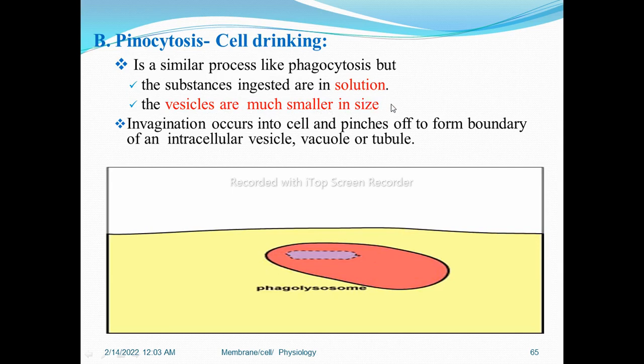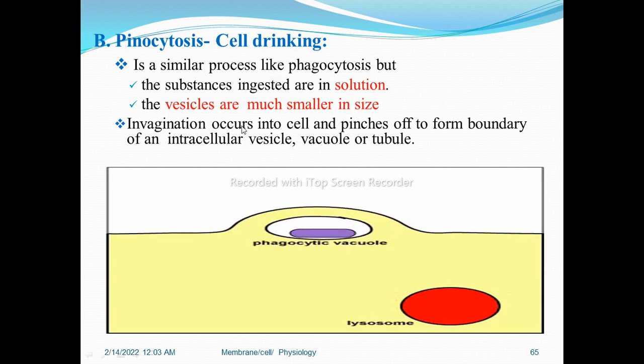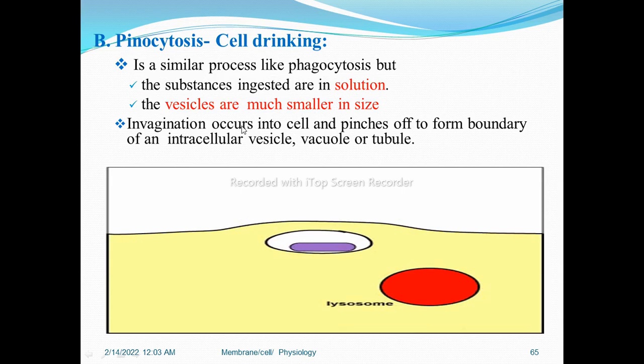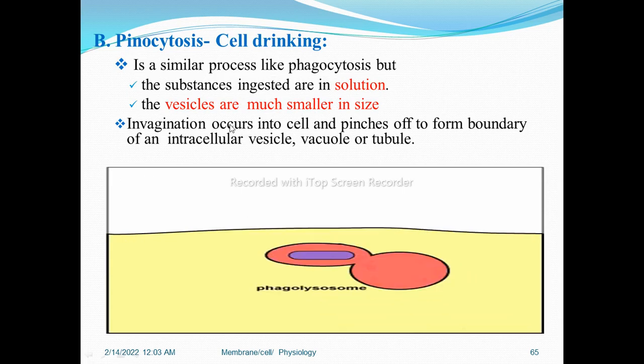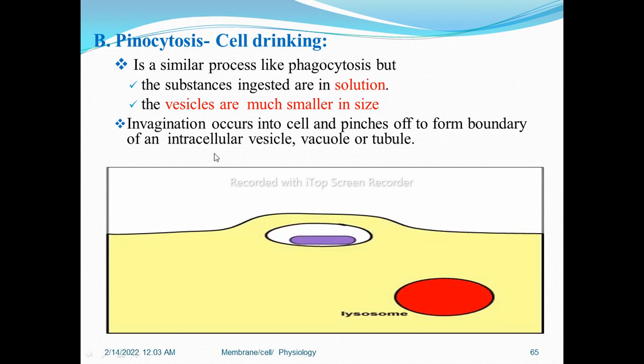In pinocytosis the vesicles are much smaller in size compared to the cell, but in phagocytosis the vesicle and the cell are equal in size. Invagination occurs into the cell and pinches off to form the boundary of an extracellular vesicle, vacuole or tubule.